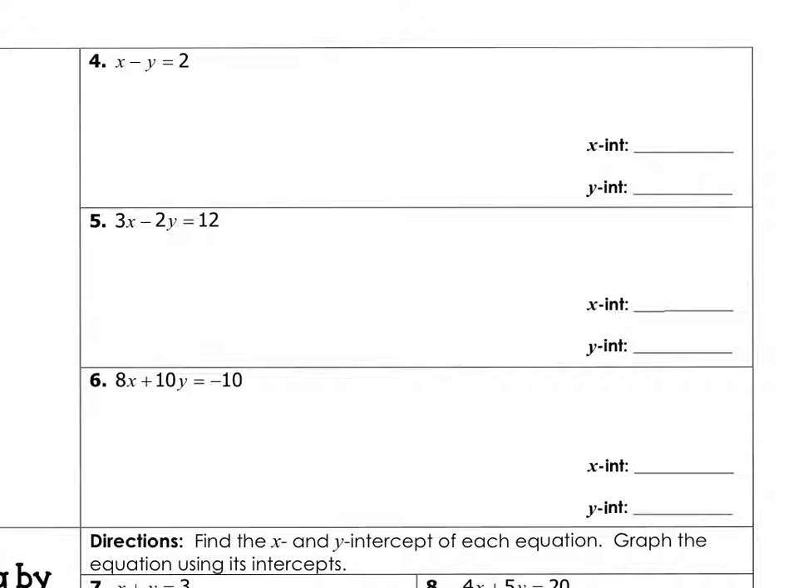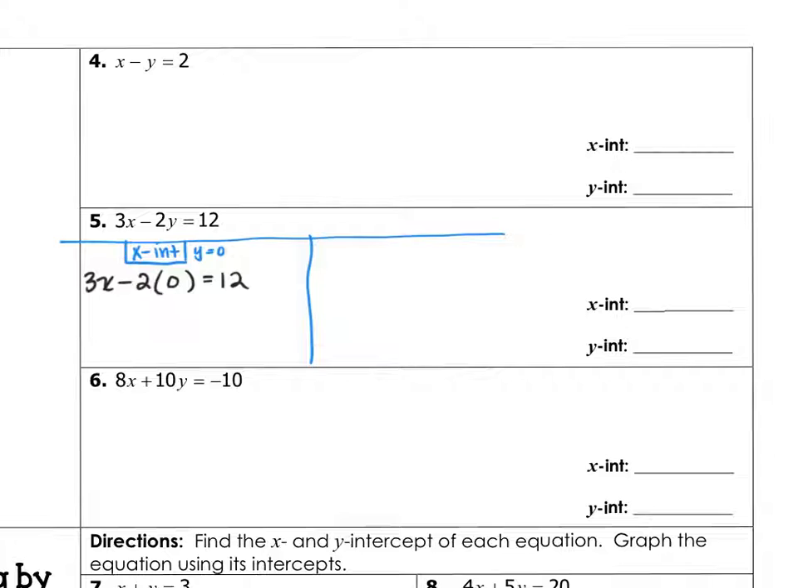In number 5, we have 3x minus 2y is equal to 12. And I need to find both the x-intercept and the y-intercept. So I'm going to kind of split my paper up here. Let's work on the x-intercept first. To do that, I want to set y equal to 0 and solve for x. So 3 times x minus 2 times 0 equals 12. Made y 0. Now let's solve for x. So 3x minus 0 equals 12, or just 3x equals 12, which means that x is 4.